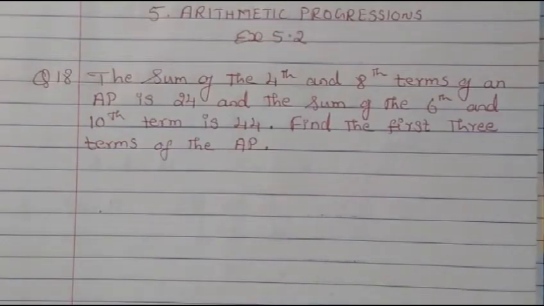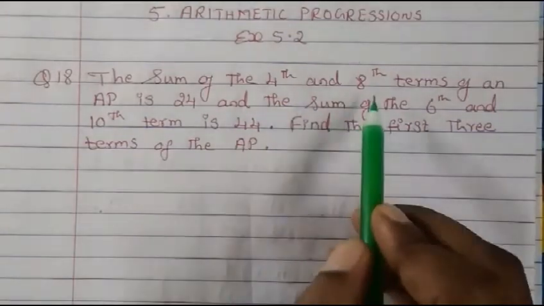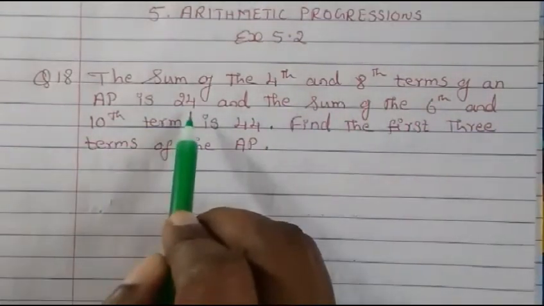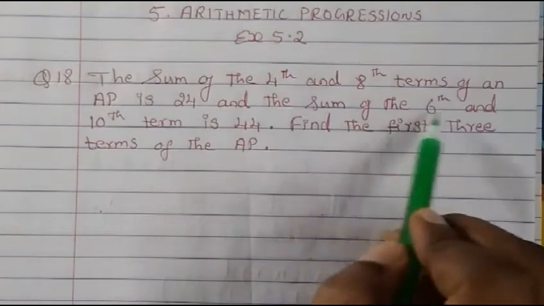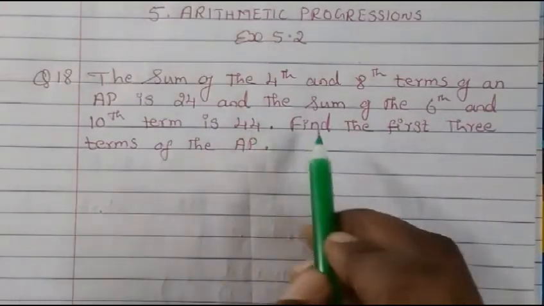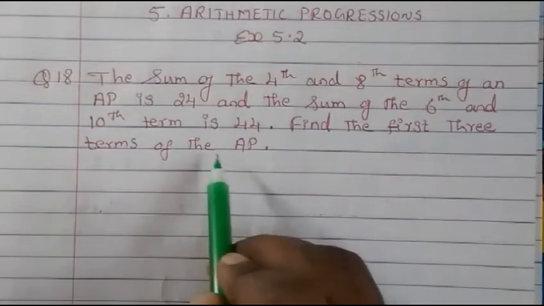Today we are going to study from class 10th chapter 5 arithmetic progressions, exercise 5.2 question 18. The sum of the 4th and 8th terms of an AP is 24 and the sum of the 6th and 10th term is 44. Find the first 3 terms of the AP.